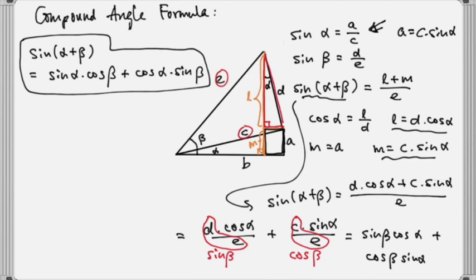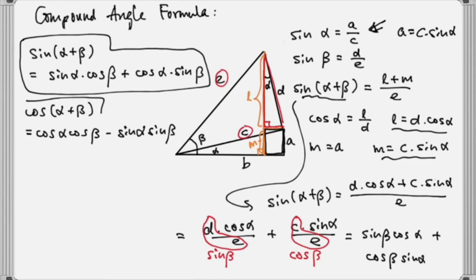And using a similar technique, you can also derive cosine of alpha plus beta, and that is going to be equal to cosine alpha cosine beta minus sine alpha sine beta. Okay, so these are the two identities, and I'll leave the derivation of the cosine for you as an exercise.